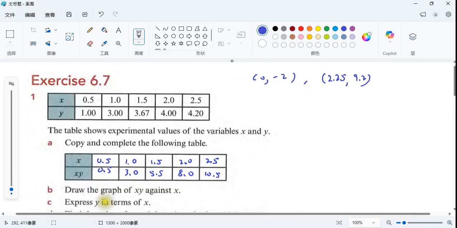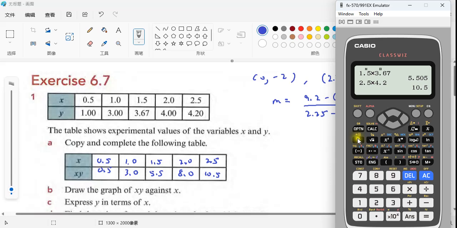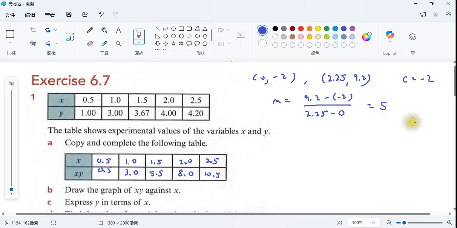So they want us to express y in terms of x. So for the gradient, the c is -2. So the gradient is 9.2 minus -2 over 2.25 minus 0. So we have 11.2 divided by 2.25, so it's around 5. Okay, so we have xy equal to 5x minus 2.